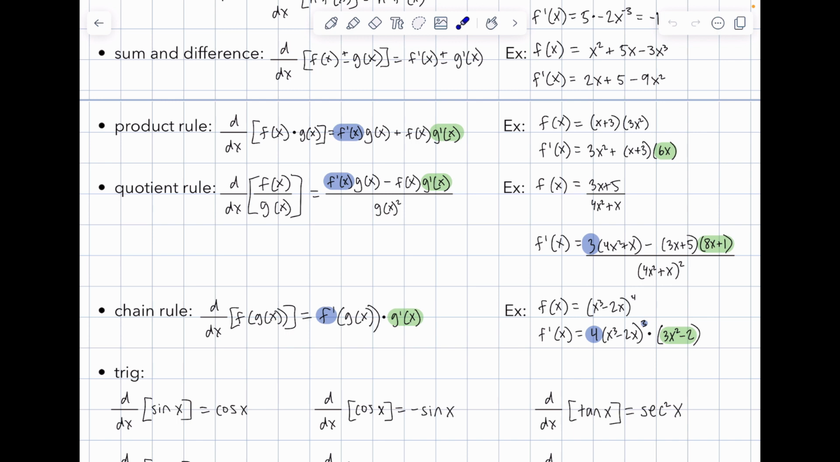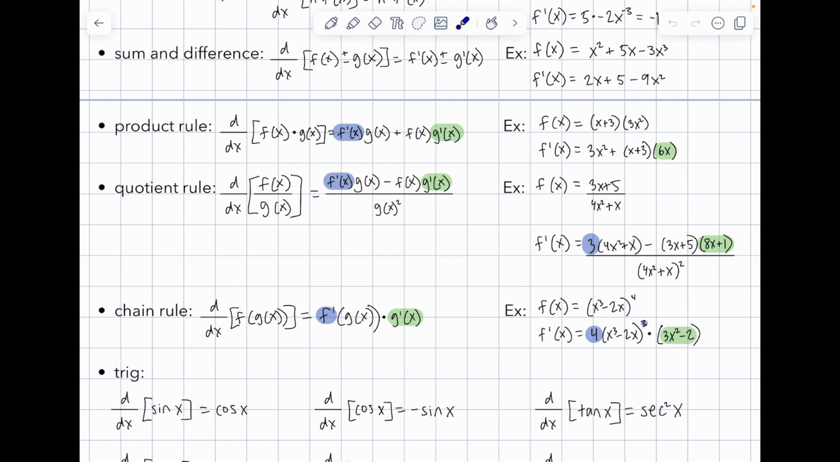So for example, if you have f of x equals x plus 3 times 3x squared, you're just going to first take the derivative of one of these. And so first we took the derivative of this, and we left this as is, so we got 3x squared plus, so now we're going to leave this as is, x plus 3, and take the derivative of this, which is 6x, and so that's how you get your answer.